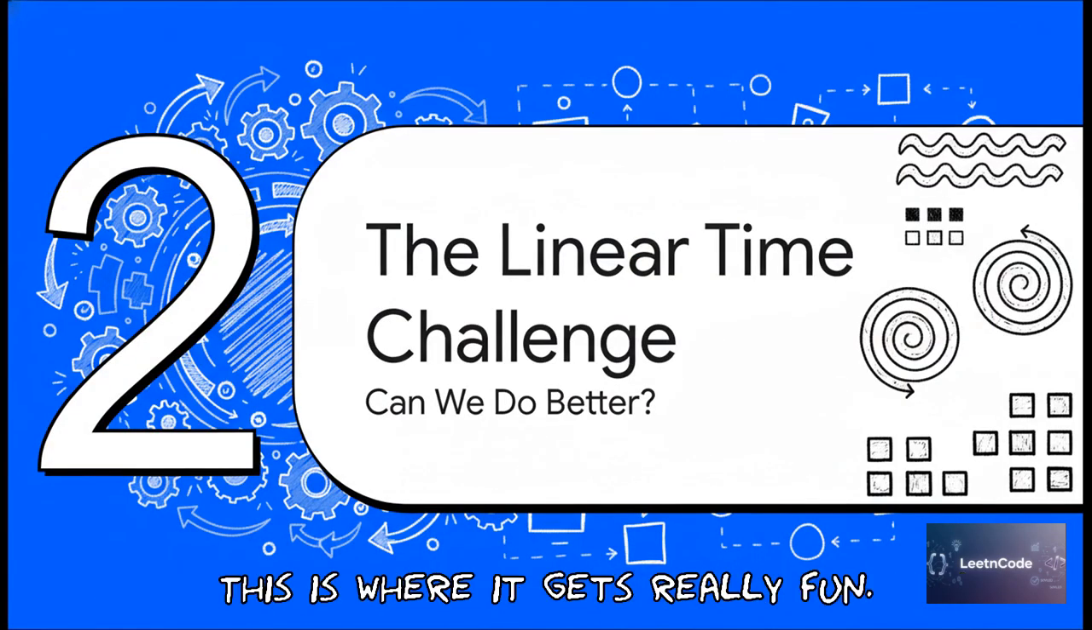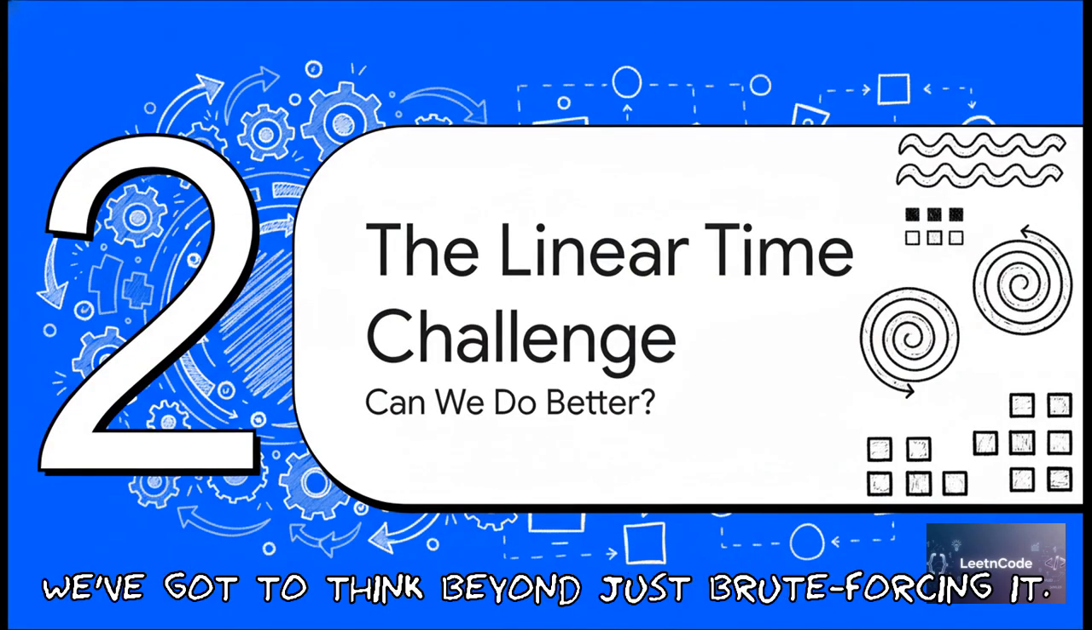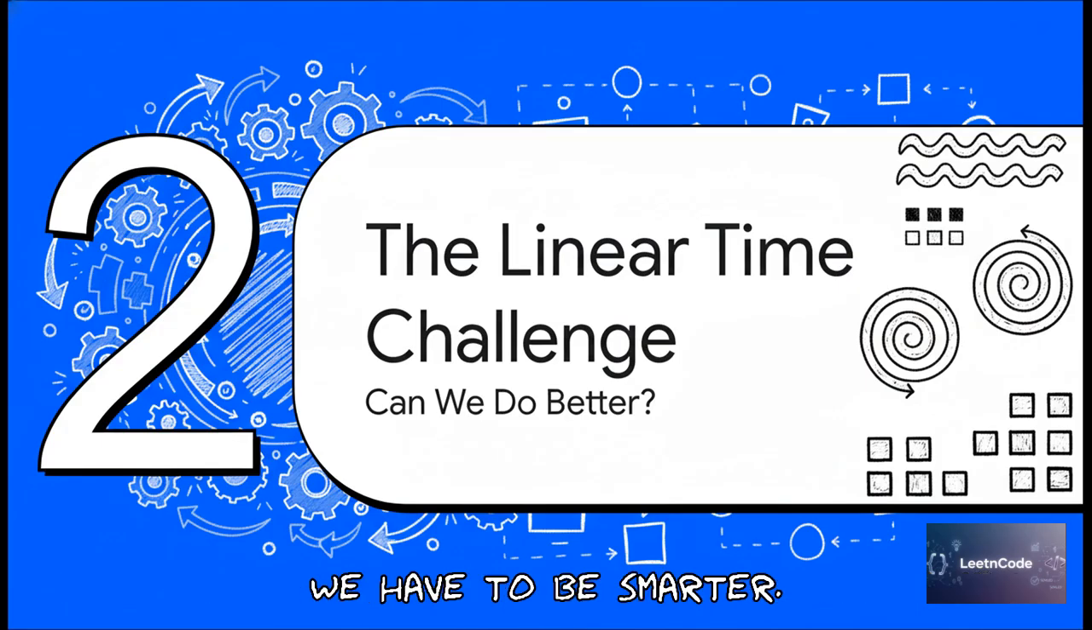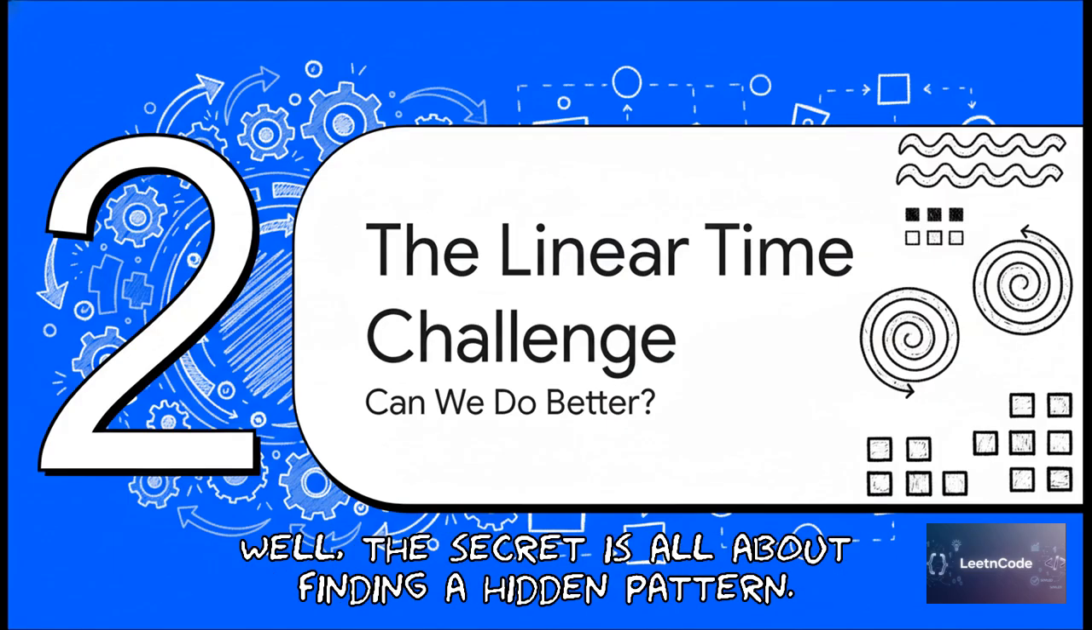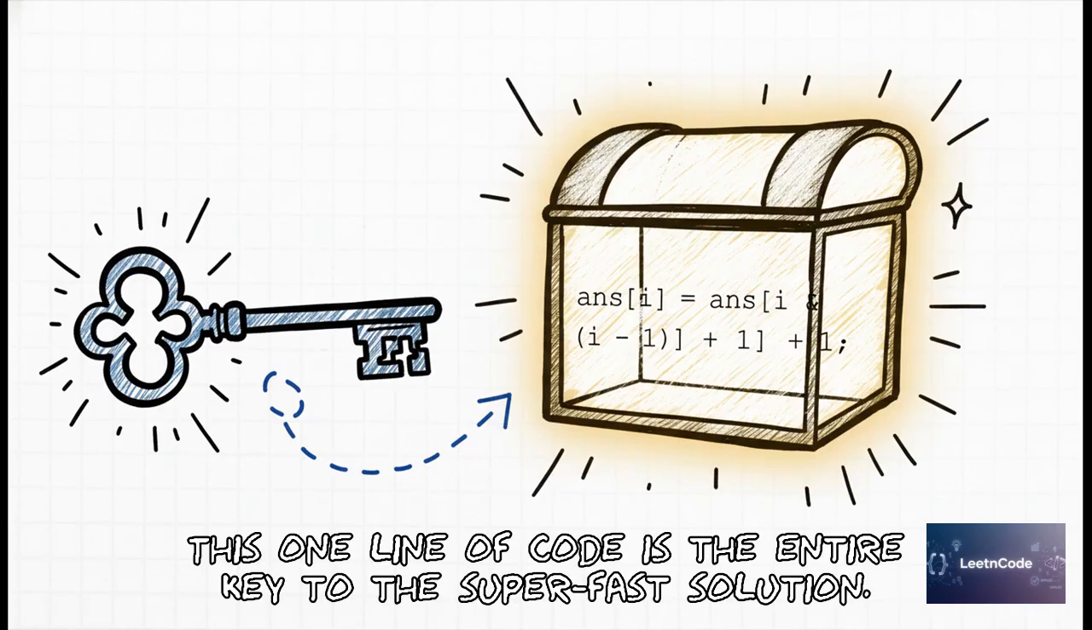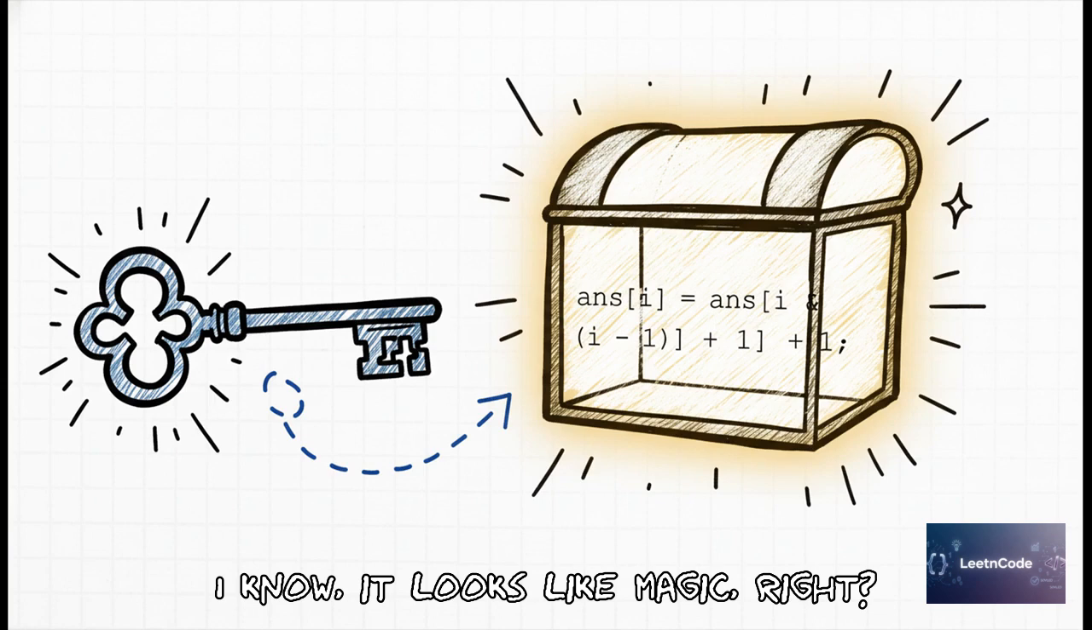This is where it gets really fun. We've got to think beyond just brute forcing it. We have to be smarter. How can we avoid recalculating everything from scratch for every single number? Well, the secret is all about finding a hidden pattern. And this is it. This one line of code is the entire key to the super fast solution. I know, it looks like magic, right?